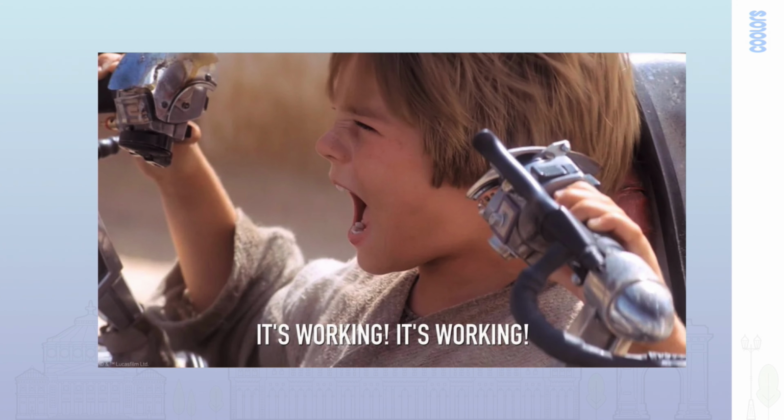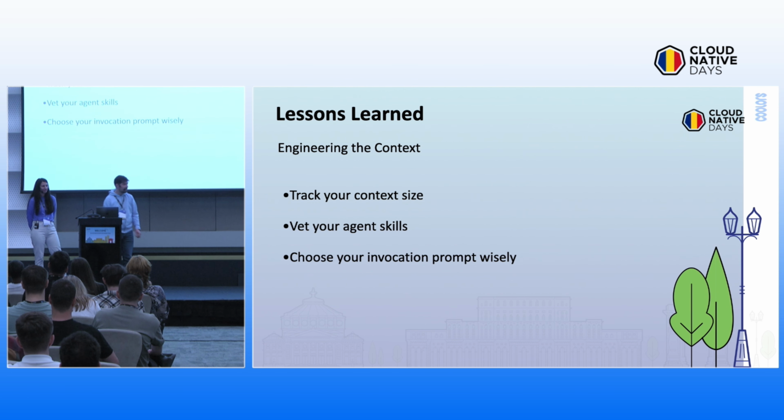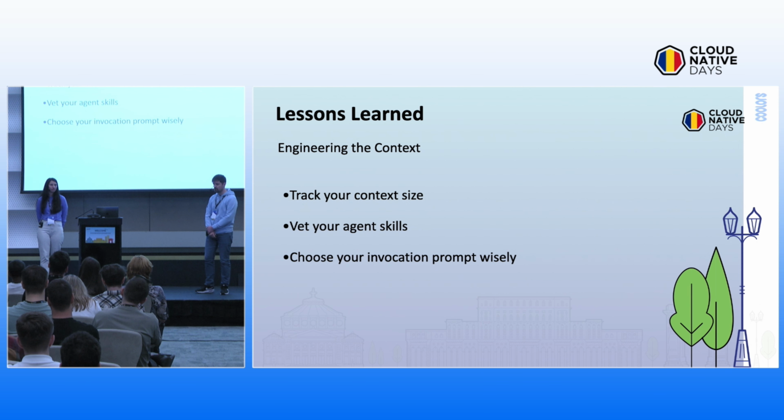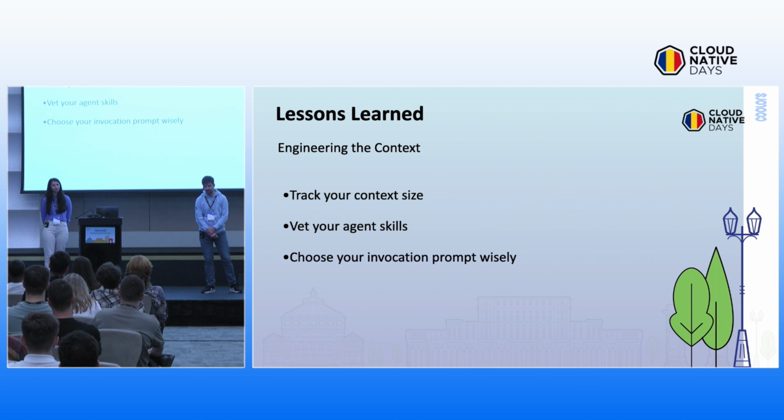Okay, so lessons learned about engineering the context. It's really important to remember these three things. First, you should track your context size. Basically, if you put too much stuff in your context, first of all, you're going to pay more at the end of the month because you're exhausting more tokens. Second of all, you're probably going to run the risk of filling up your context to the brim, which can cause your model to hallucinate. And that's not something you want to have at 3 a.m., let's face it.